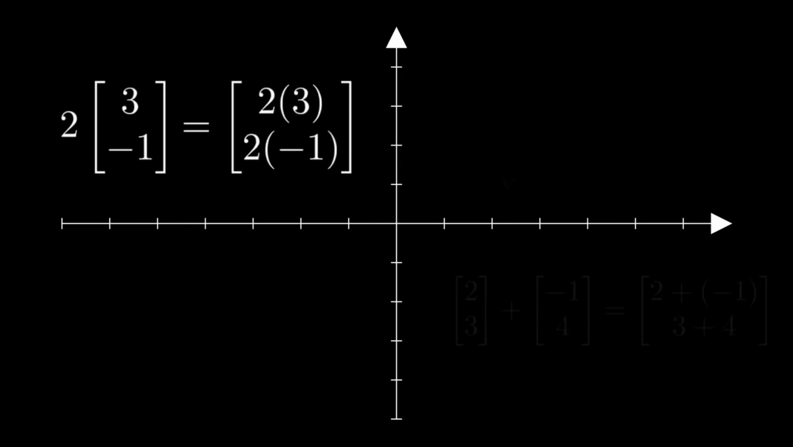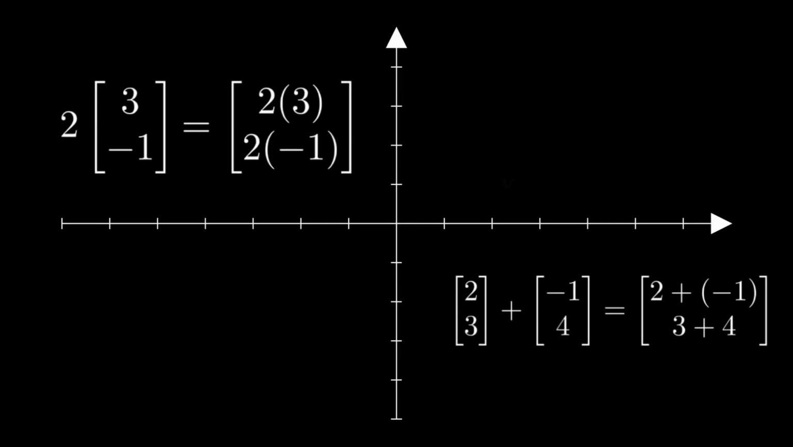In the last video, we talked about two basic vector operations, scalar multiplication and vector addition. Now let's see what happens when we combine them. Suppose we have two vectors, v and w. We can multiply each of them by any number, and then add the resulting vectors together.